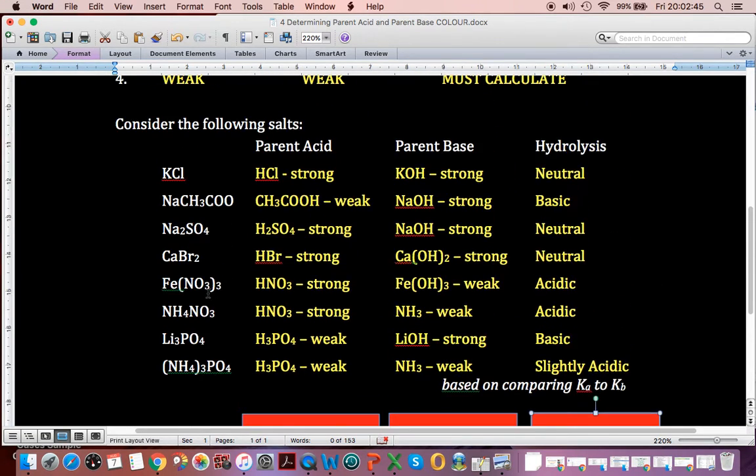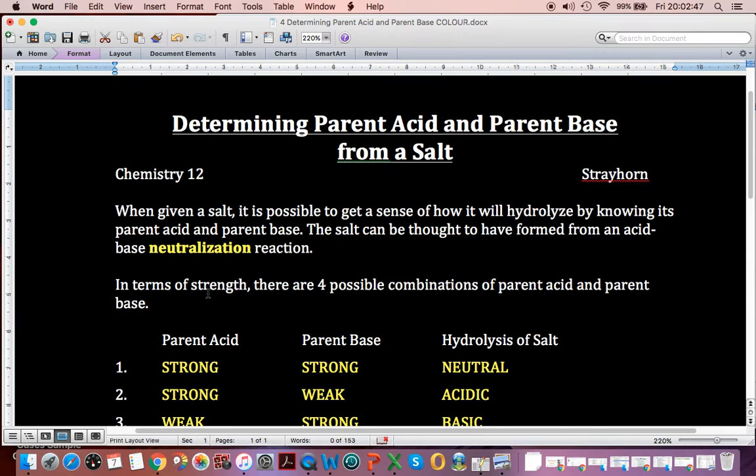So that's our notes on determining parent acid and parent base. And remember, the only time you're going to use this is when you're doing a worksheet related to the lab.